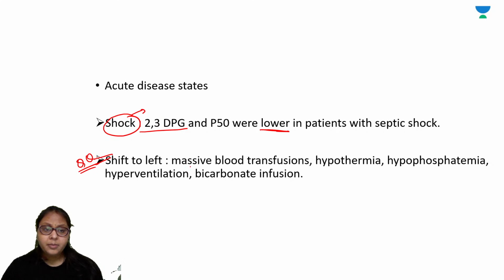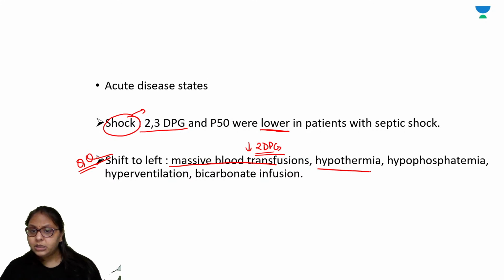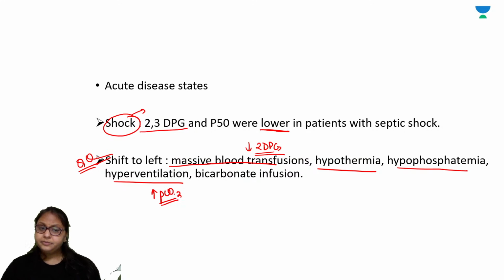Important question: massive blood transfusions. Why? Because of decrease in 2,3-DPG in the stored blood. Hypothermia, hypophosphatemia. Okay, what will hyperventilation do? It causes a decrease in PCO2 level. That will cause the curve to shift to the left.